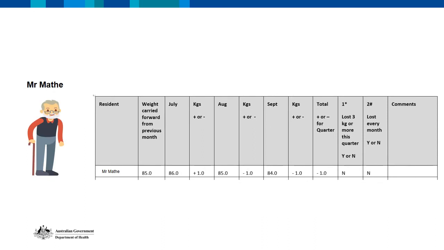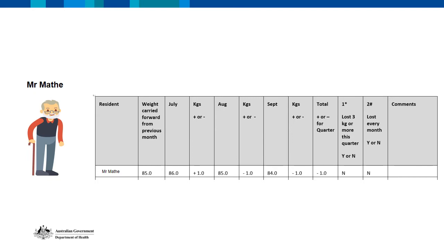Mr. Maith is our fourth care recipient and was present for all 3 weight assessments. His weight has been relatively stable. Mr. Maith's weight at the final weigh last quarter was 85 kilograms. His first weight for this quarter was 86 kilograms for a gain of 1 kilogram.